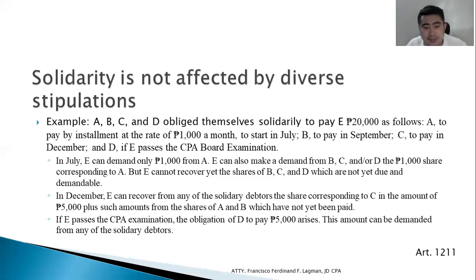If E passes the CPA examination, the obligation of D to pay 5,000 pesos arises. This amount can be demanded from any of the solidary debtors. Okay? So itong scenario na to, pwede to.